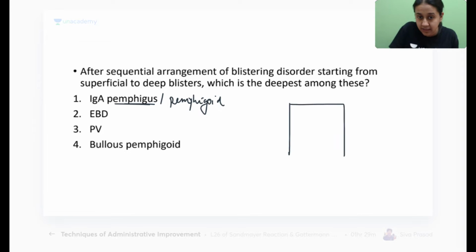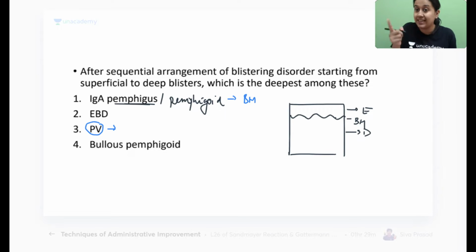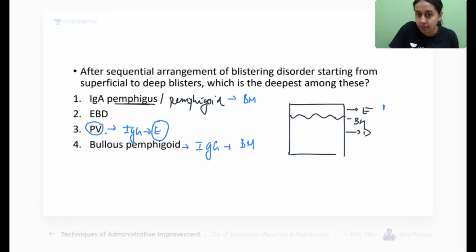So if you know, we have three parts. We have epidermis, we have basement membrane, and we have dermis. In IgA pemphigoid, you have antibodies against the basement membrane zone. In pemphigus vulgaris, you have antibodies against the intercellular component, and that is desmoglein. So IgG against the intercellular component of epidermis. And in bullous pemphigoid, again you have IgG, but against the basement membrane zone. So PV is at the top, that is superficial. And at the basement membrane level, you have bullous pemphigoid and IgA pemphigoid.